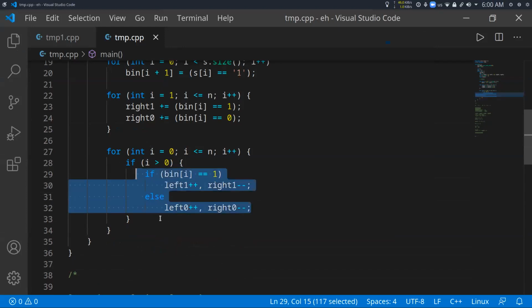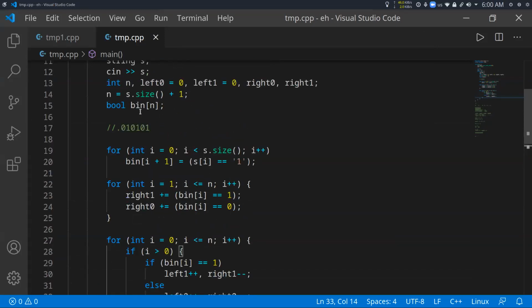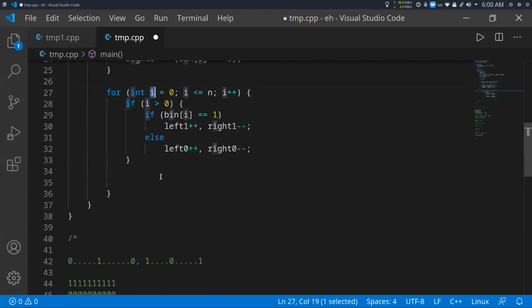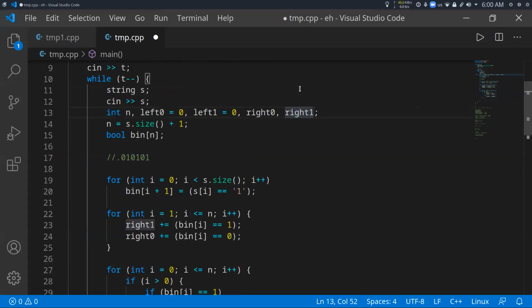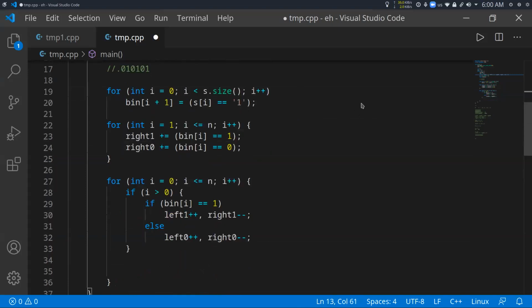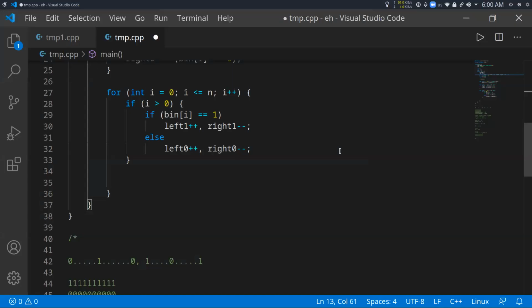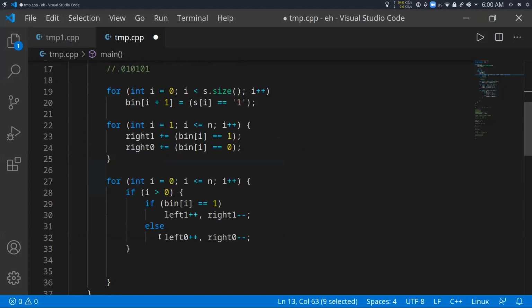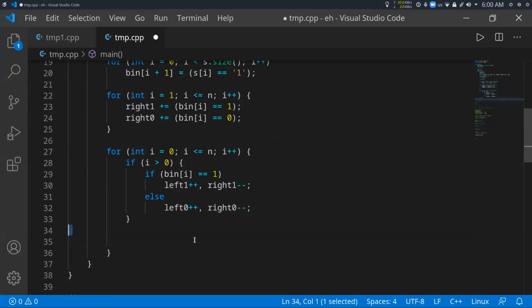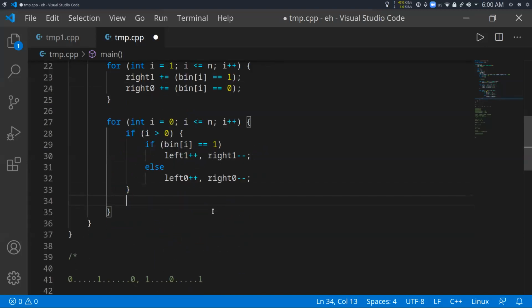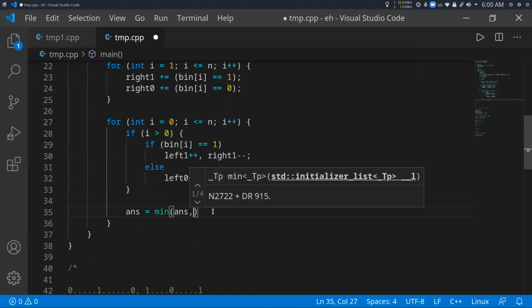Okay, so that's it. After making the left and right parts, now it comes to calculating the answer for every i. We want to choose the minimum answer. So we'll store an integer answer, and we want to store a very big value, like 10 to the power 9, because we'll be minimizing this answer as we go through the string. So here it is just ans equals the minimum of ans.